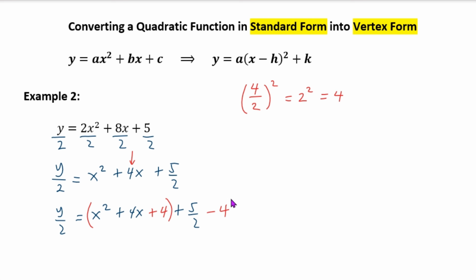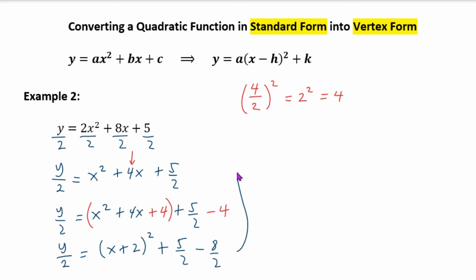Now, just like before, we form a perfect square trinomial, right? So that's x squared plus 4x plus 4, which we can write as a square of a binomial. So this one is equivalent to y over 2 equals the square of x plus 2. Now let's find the LCD for 5 over 2 and negative 4. The LCD is 2, so we can write this one as 5 over 2 minus 8 over 2.